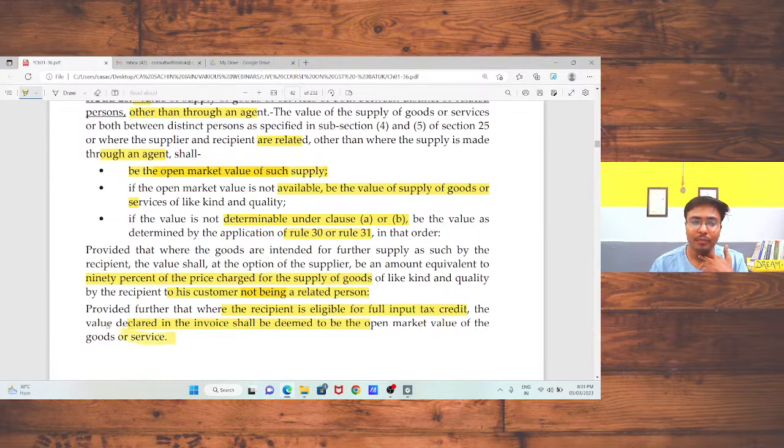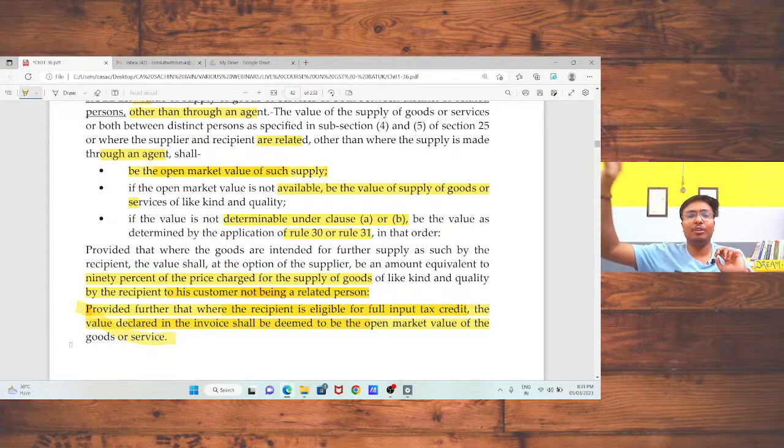So by this provision, because the government says that the counterparty is eligible to take input tax credit, the supplier will charge GST according to the open market value. This is the presumption taken by the government, hence they inserted those lines. But what is the possibility for manipulation?